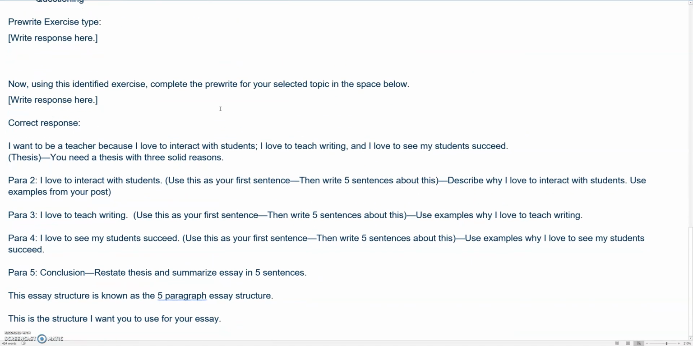So what you want to do is write your 3 reasons, and then reason number 1 becomes the first sentence of your second paragraph. This first sentence is known as a topic sentence, because the first sentence of every paragraph tells you what the topic is for that paragraph. If the first sentence, which matches your thesis, is I love to interact with students, then your entire paragraph is going to talk about why you love to interact with students.